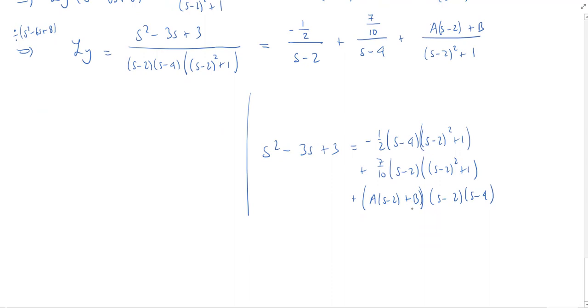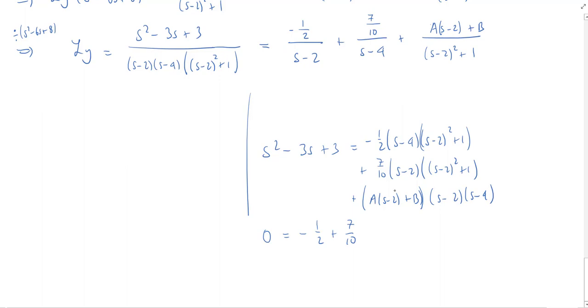For the A, let me look at the s cubed terms, the highest degree terms. On the left-hand side, there are no s cubes. On the right-hand side, okay, how do I get s cubed? In this first summand, I can get an s squared times an s, that's s cubed, and then I have a negative 1/2. So I have negative 1/2 s cubed. Okay, from this middle one, again, I have an s squared times an s, that's s cubed, but now it's times 7/10.